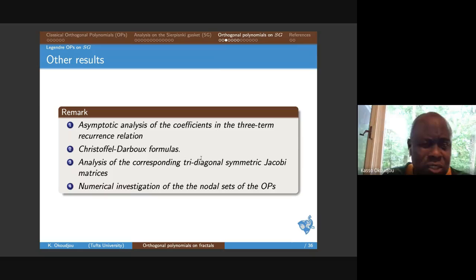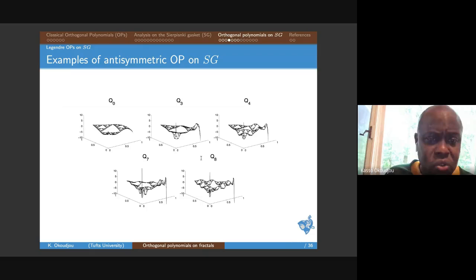This is something very tricky that we just scratch the surface of, and we haven't delved a lot into this. So here are some pictures of this polynomial. Just to give you a way we construct this picture, we put the Sierpinski triangle in three dimensions, and the height of the value of the function at each point of the Sierpinski gasket is given by the height. And so we show the shape of the polynomial using the Sierpinski gasket.